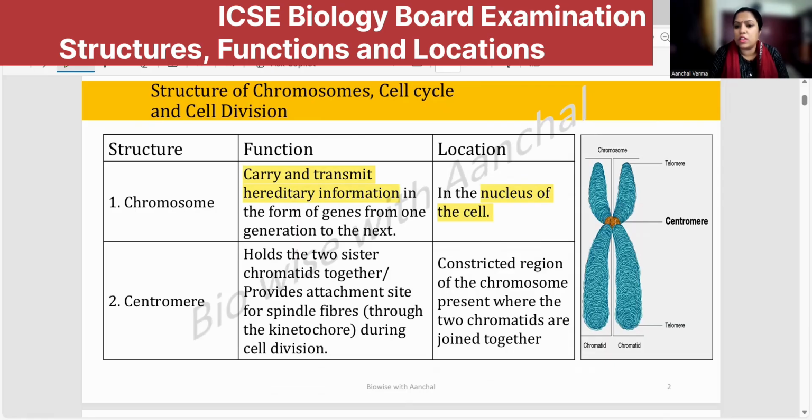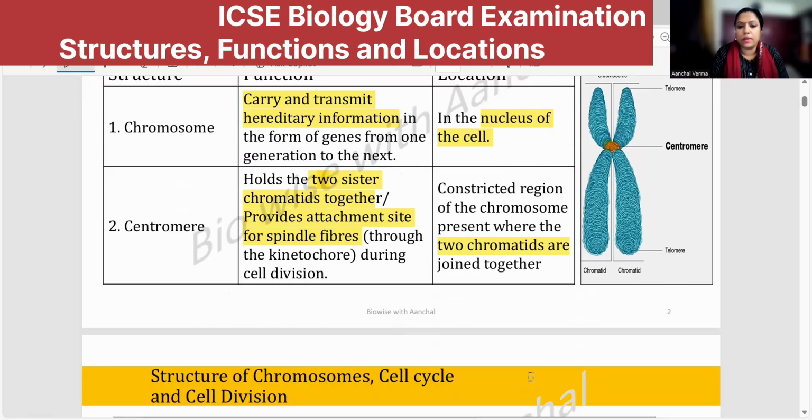Centromere, you can see this orange part. This is the centromere. What is the function? It holds two sister chromatids together, provides attachment site for the spindle fibers. So these are the two important functions of centromere. And location, constricted region of the chromosomes present where two chromatids are joined together, right? So this is the location of centromere. You are expected to write all these things so that it gets registered in your mind.